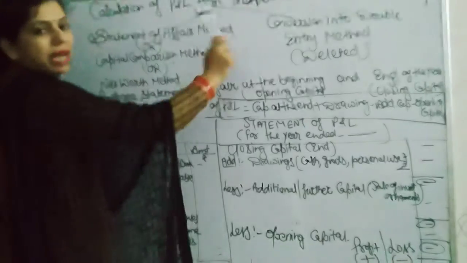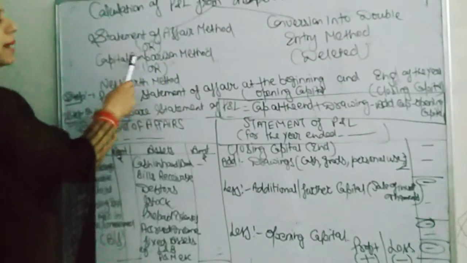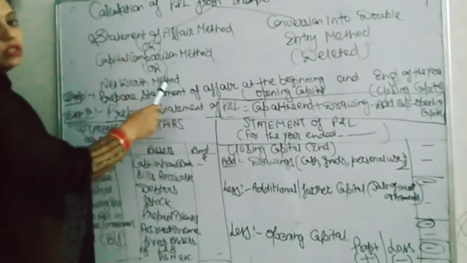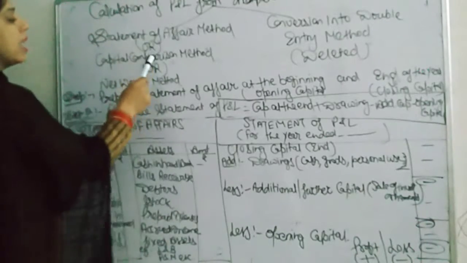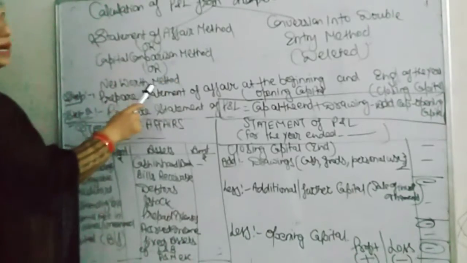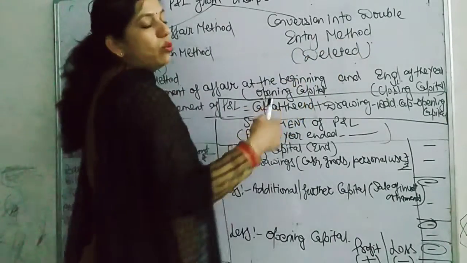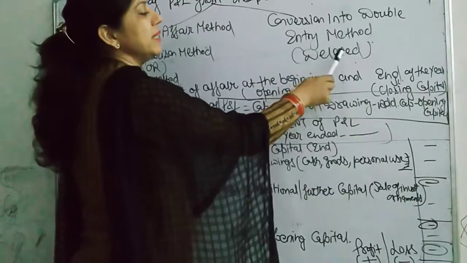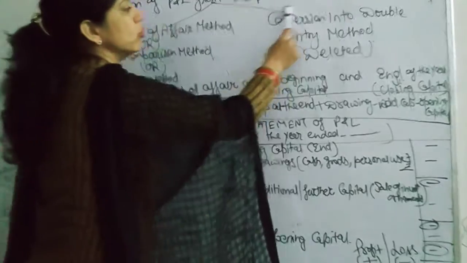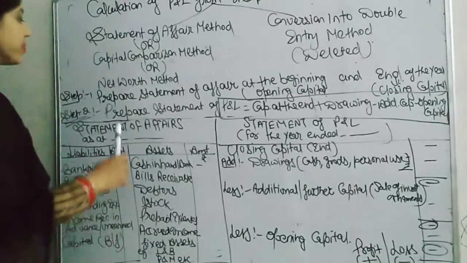There are basically two methods. The first one is the statement of affairs method. It is also called the capital comparison method, and one more name is the net worth method. So don't get confused. These are all names of the statement of affairs, capital comparison and net worth. The second method is conversion into double entry method, and you are lucky enough that this method is deleted for session 2020-21. So you don't have any need to do this method. We just have to do a single method.